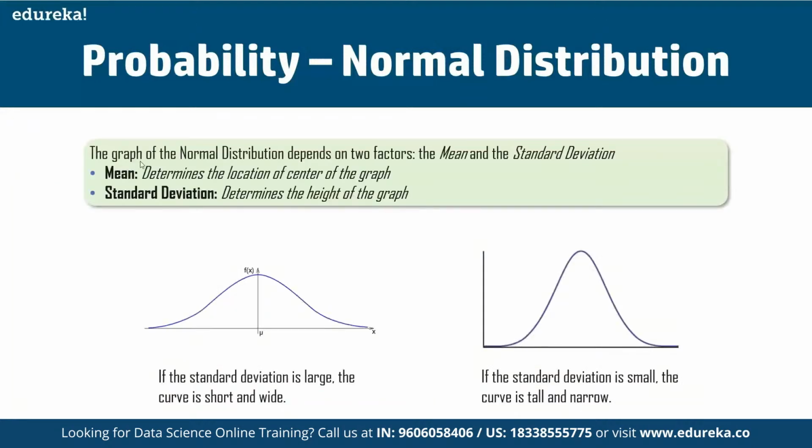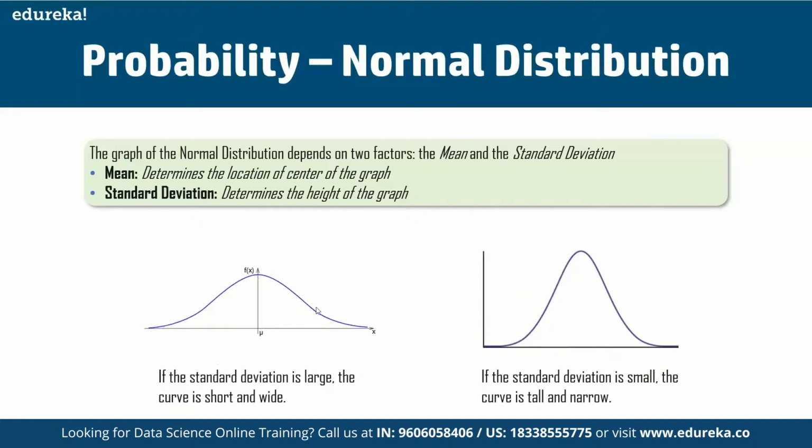So here we have the mean, which is going to determine the location of the center of the graph. And the standard deviation determines the height of the graph. So how far is the standard deviation? Do we have too much deviation in our data, or do we have minimal deviation in our data?